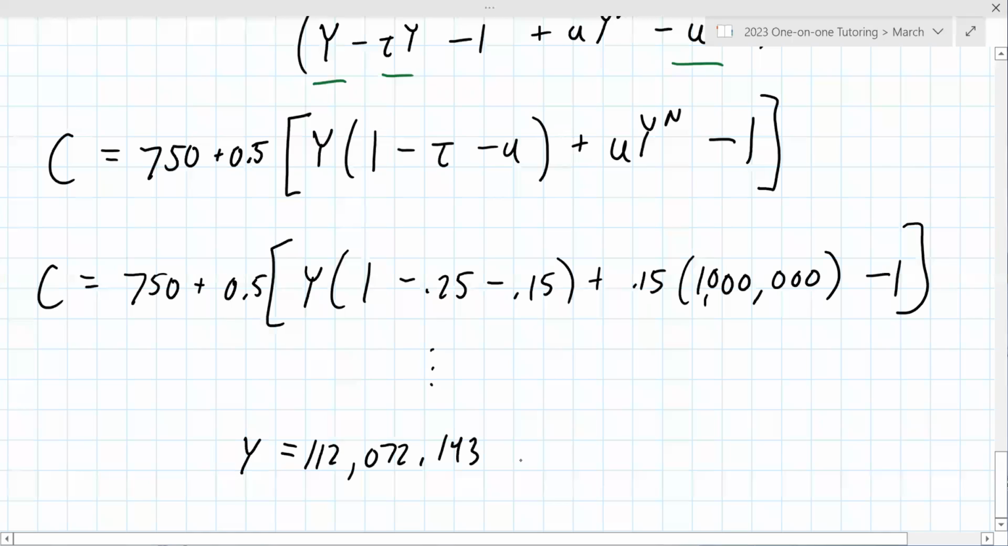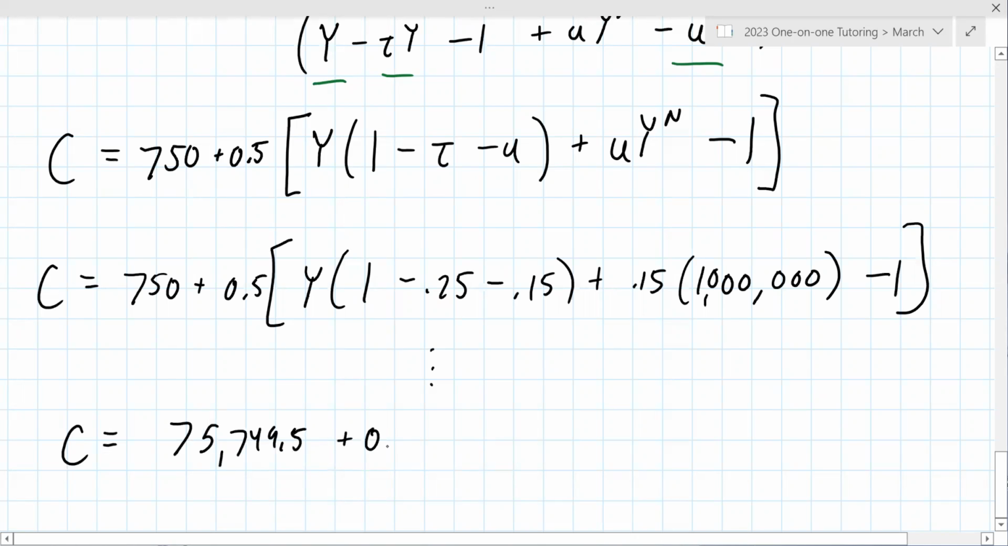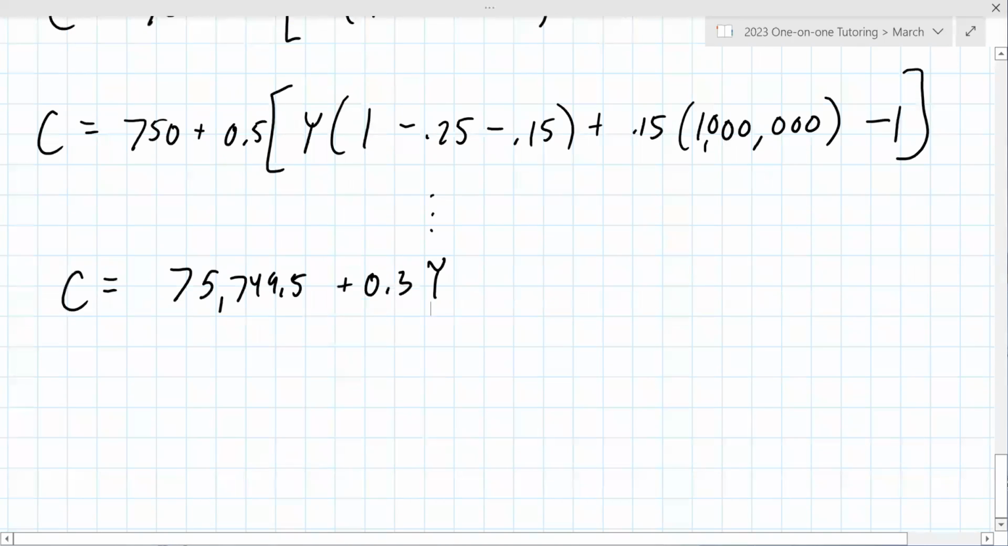Okay. Sorry, that's not right. C equals, we need to do the C first, 75,749.5 plus 0.3 Y. So what you'll notice is the only difference is right here. This was 75,750. It went down by half because of that 0.5 times that. So there might have been a shortcut to figuring that out if you do this stuff all the time.